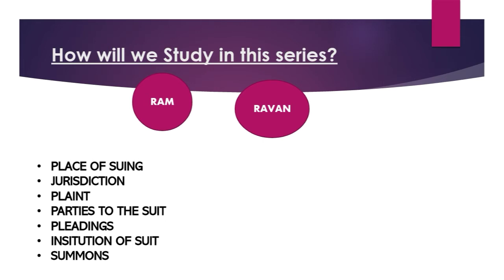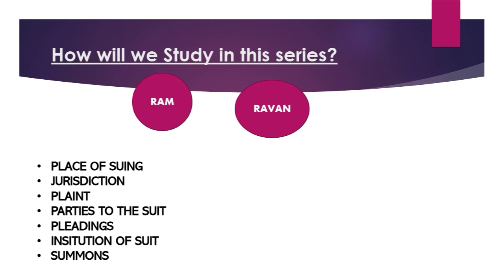Now suppose Ram has his partners with him. Then Ravan is there, he might have his partners. There are witnesses in the case. There may also be other persons involved. So we have to decide who will be the plaintiff and who will be the defendant. There are also pro forma defendants. So for that we have to learn the chapter parties to the plaint.